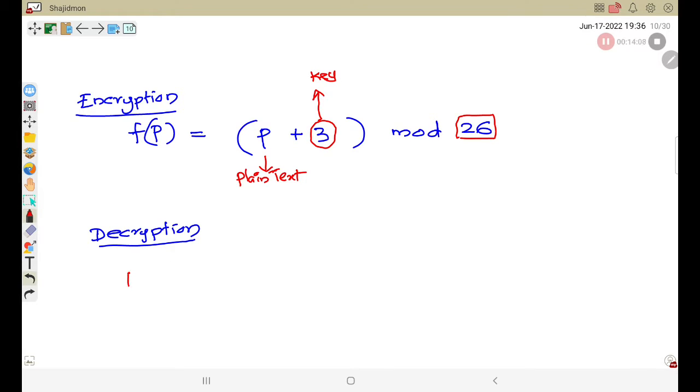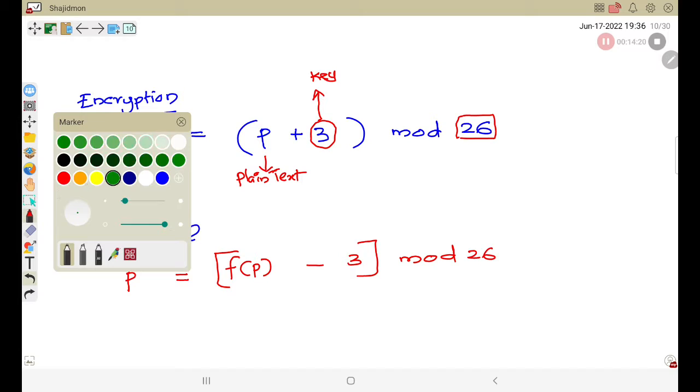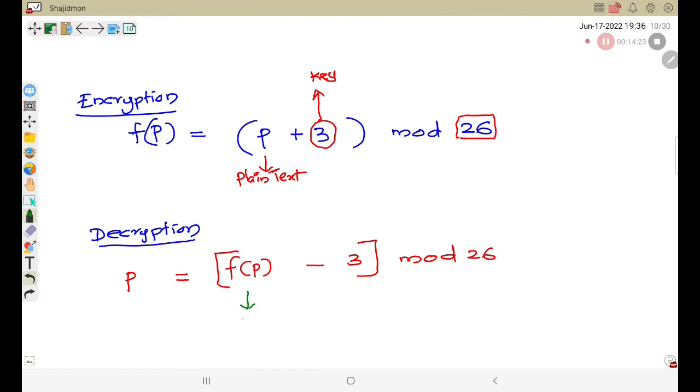Now the decryption part. I told you the plain text we need to calculate. What is the rule? f of P minus 3, mod 26. Now f of P means the cipher text number. Cipher text number minus 3, where 3 means the key number, correct? Minus 3 means it is the reverse process. So minus 3, mod 26, where 26 means the 26 English alphabet letters.